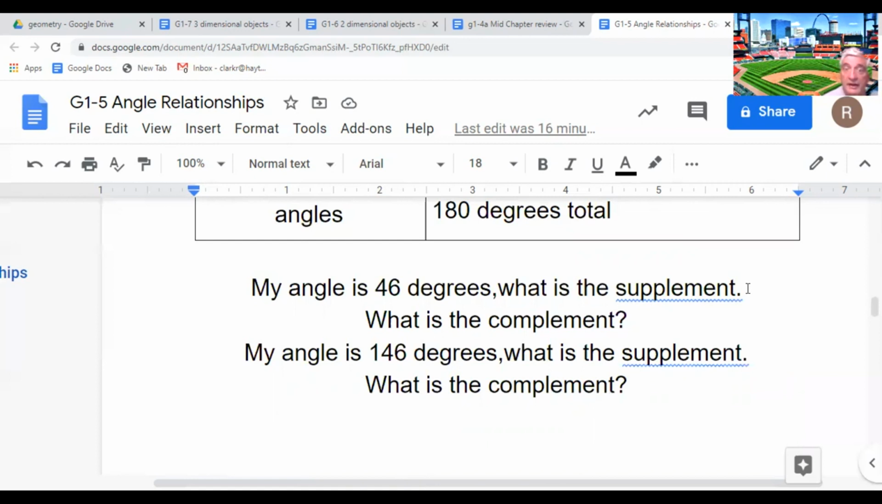Now my angle is 146 degrees. What's the supplement? To find the supplement, we subtract from 180 degrees. So 180 minus 146 is 34 degrees. What is its complement? Trick question here from Professor Pi, because 146 couldn't have a complement. What can you add to 146 and get 90? It would be a negative number. And I don't know what a negative 56-degree angle looks like, because there are no negative angles in geometry. So 146 has a supplement, but the complement doesn't exist.